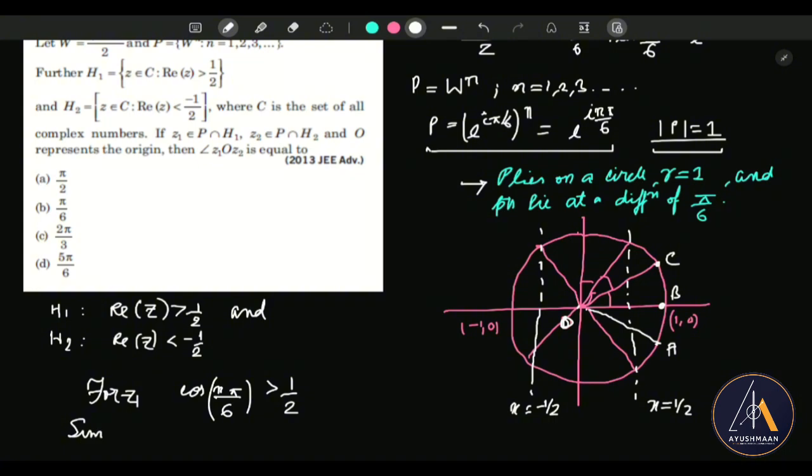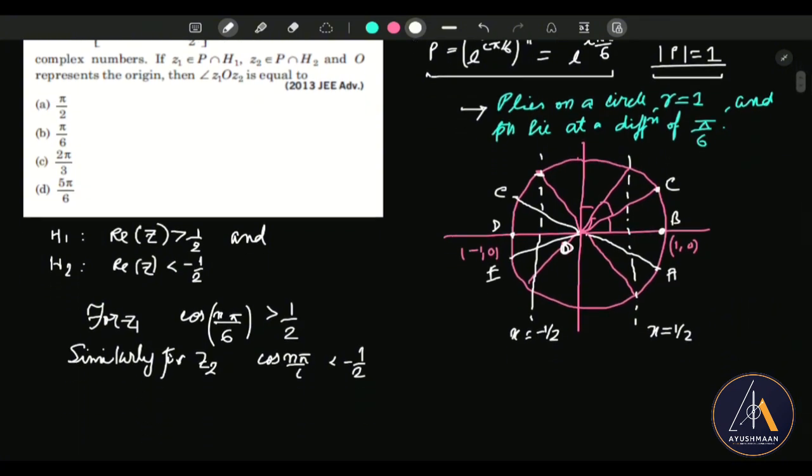Similarly, for z2, cos(nπ/6) is less than minus half. So the points can be this point, it can be this point and it can be this point. These are C, D and E.